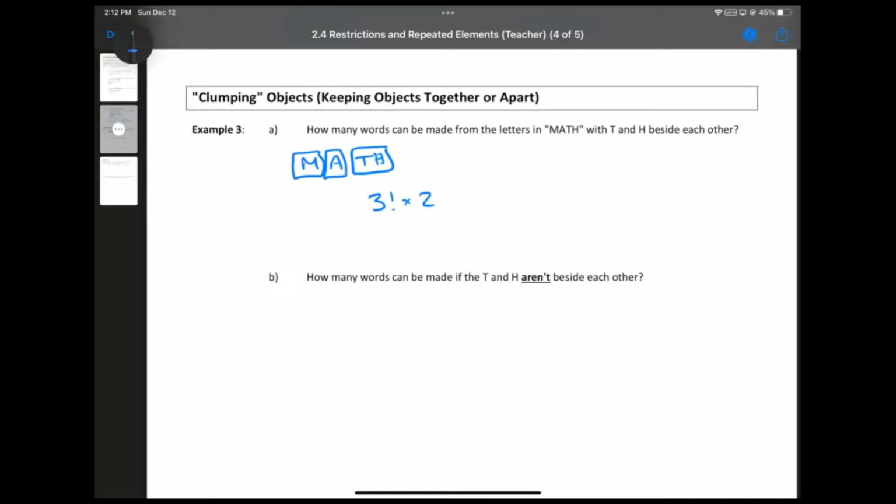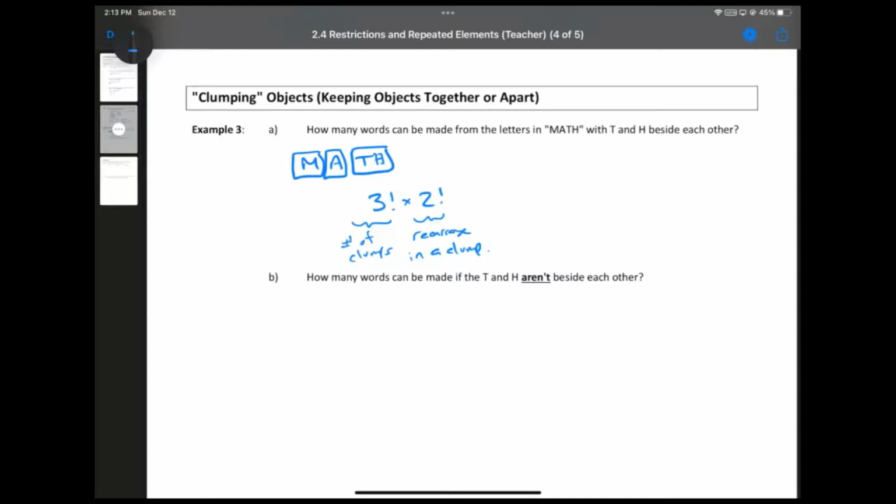Now, I should point out that this is actually going to be 2 factorial. If there were 3 things in the clump, so it was like ATH altogether, then there would be 6 ways of arranging those 3 letters in the clump. So even though times 2 and 2 factorial are the same thing, I'm going to point out that this is the number of clumps, and this is the number of ways to rearrange in a clump. And if there were more than one clump, let's say I put the M and the A together, then I could multiply by 2 factorial again for the number of ways of arranging things in that clump.